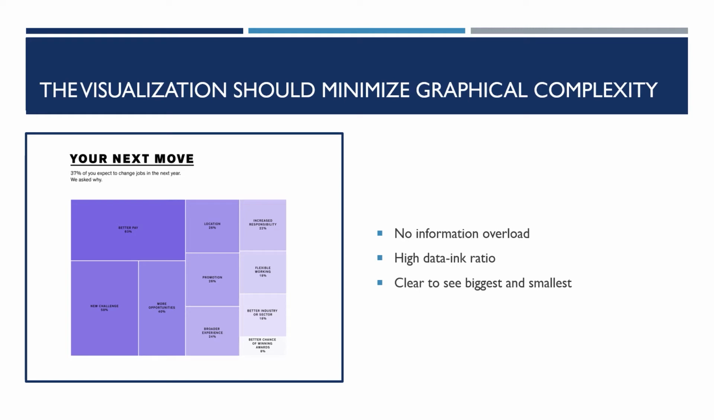The next principle states that the visualization should minimize graphical complexity. As shown in the tree map, it is clear to see the largest and smallest reasons people expected to change jobs. There is also no information overload, with few words filling up the screen and no overly complex words. Lastly, there is a high data ink ratio in that the data takes up the majority of the ink, and the only non-data ink is the title and the question.